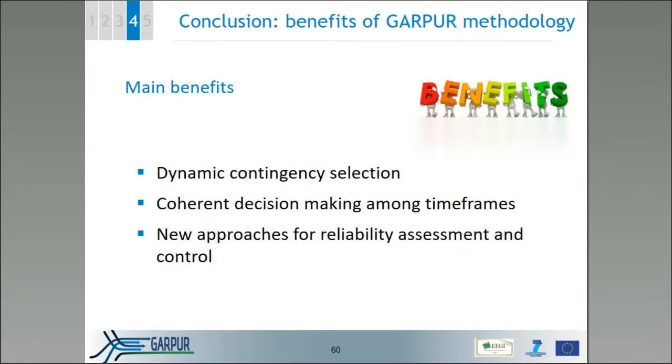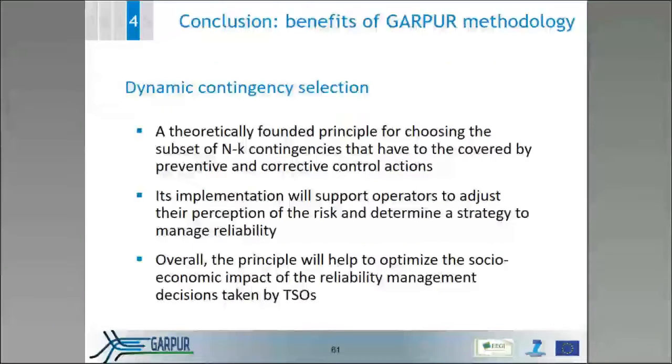Thank you. So I will summarize the main benefits of the GARPUR approach, which are listed here in this first slide. First of all, concerning the contingency selection, as you have seen on this example shown on the Icelandic system, we have developed a principle which we call the discarding principle for choosing the subset of N-1, N-2, N-3, etc. contingencies that should be covered either by preventive or by corrective or by a combination of both types of control actions.